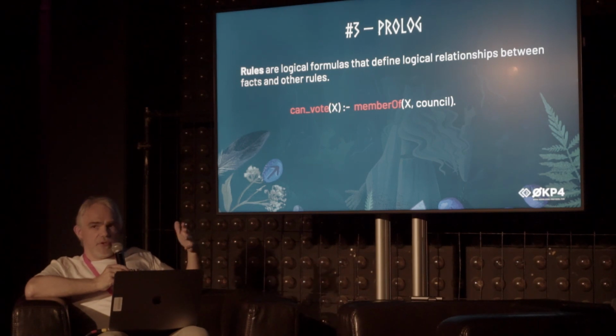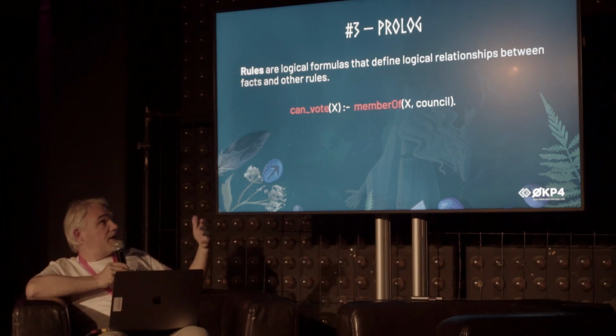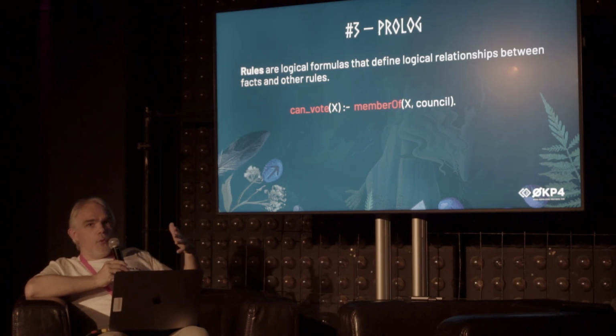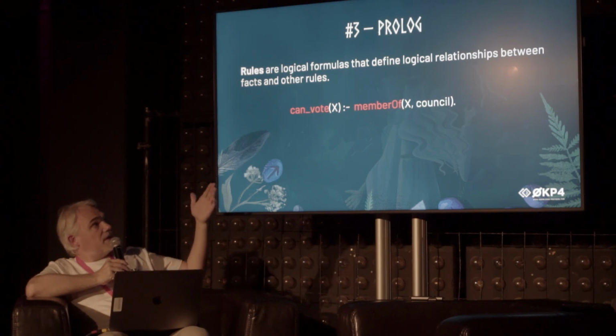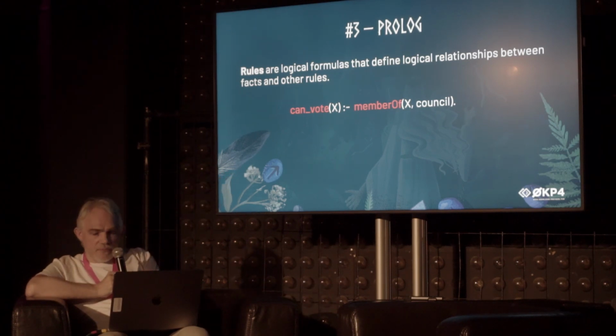And now this is where the magic happens with Prolog. We introduce the concept of rules, which is a way to combine relationships. Here we introduce a predicate, which is CanVote, which expresses the condition under which someone is able to vote or not. It can be read as this: X CanVote if X is a member of the council. It's very, very simple to understand, I guess.